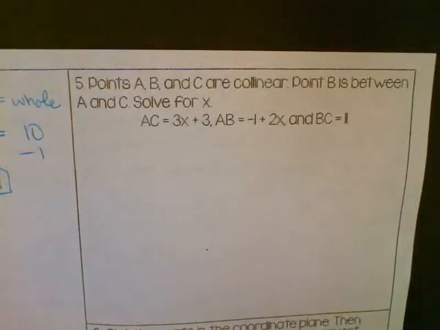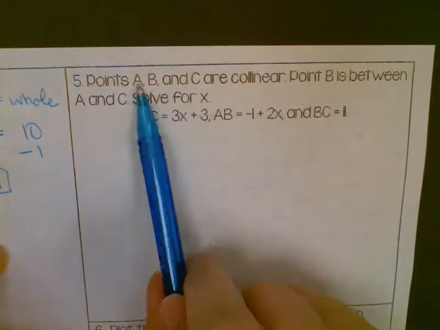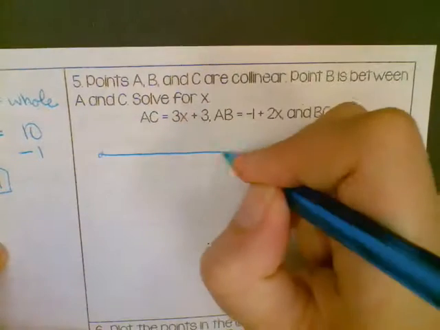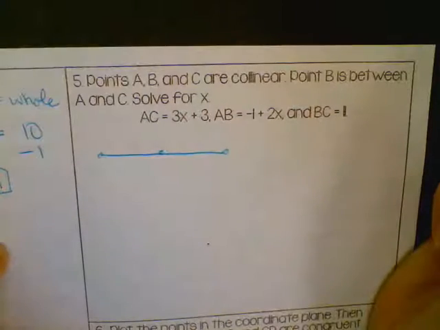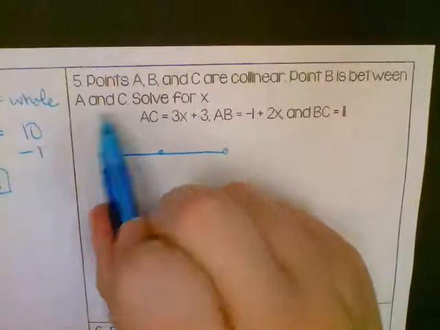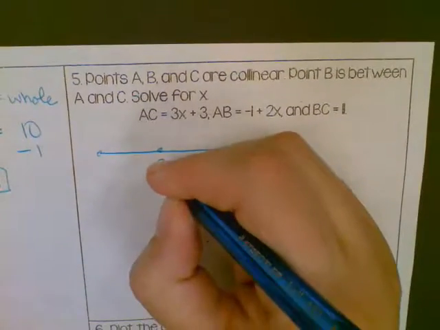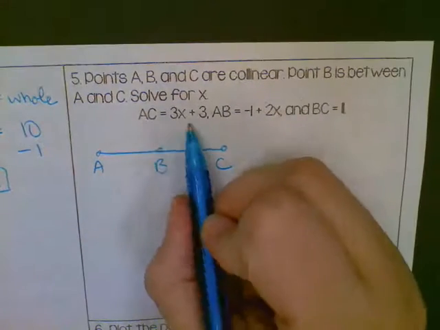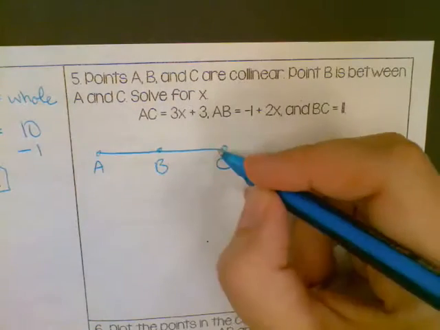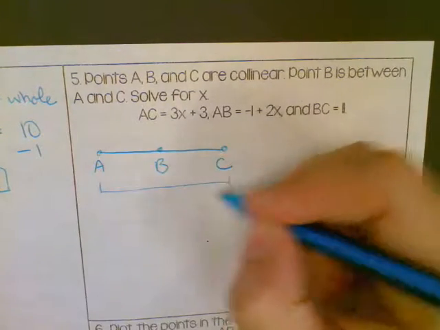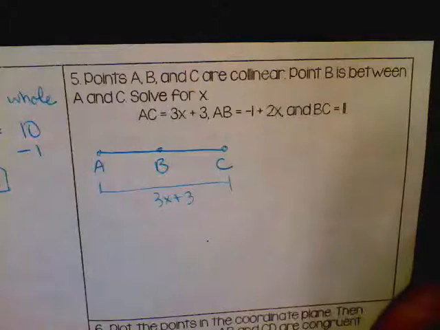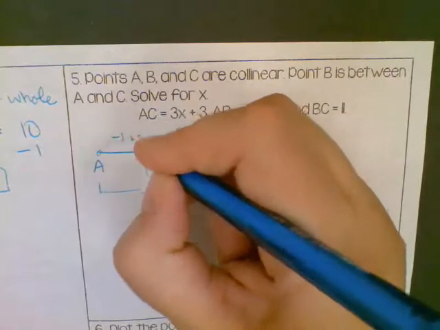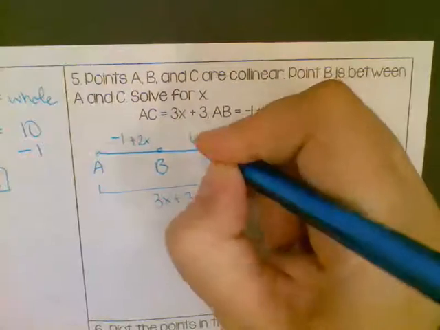So this one, they don't give us a picture here, so we have to make our own picture. So it says that points A, B, and C are collinear, so that means they all are on the same line. So I'm just going to draw a line with 3 points. Point B is in between A and C, so that means that point B is in the middle, and A and C are the endpoints. So it says AC is equal to 3x plus 3, so from A all the way to C, that's the distance of the whole thing. AB is this piece, negative 1 plus 2x, and BC is 11.